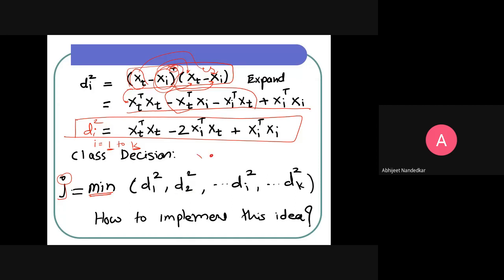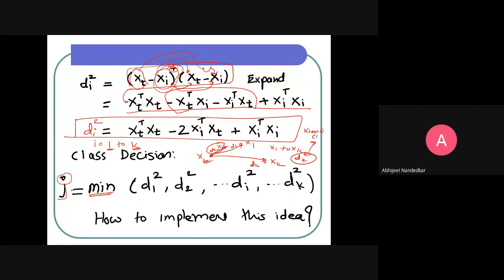So this is my x test. I have some prototype x1, some x2 here, maybe xk here. So I will calculate distance d1 with this, d2 with this, and so on up to dk. Since this distance is, suppose, minimum amongst the k prototypes, that is x1 to xk, say d2 is the minimum distance square, then we will declare that x test belongs to class 2. So whichever is minimum, that will be declared as the class.